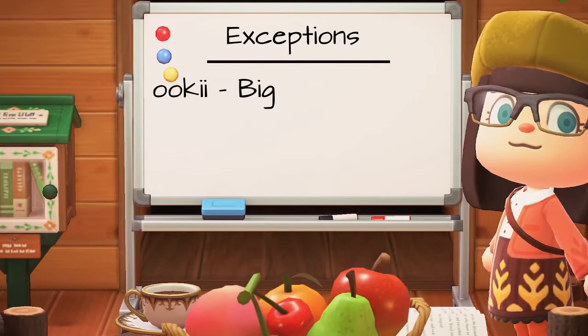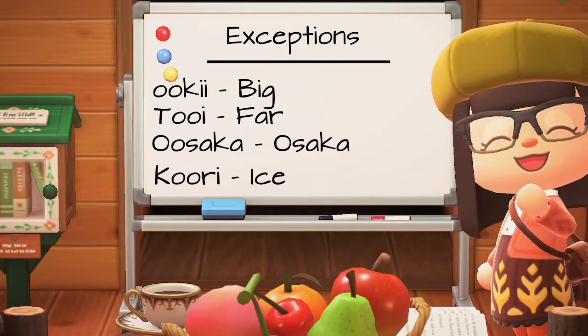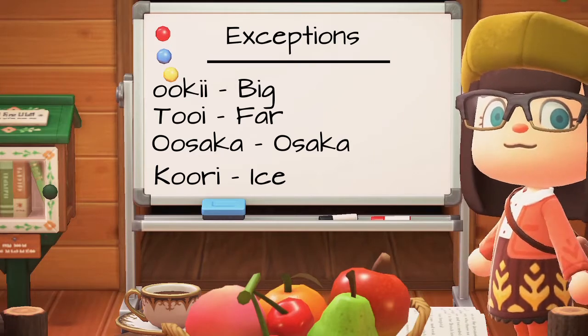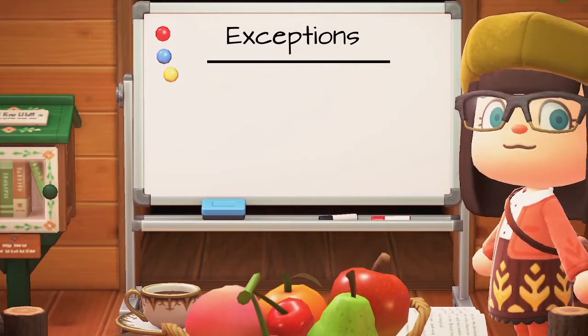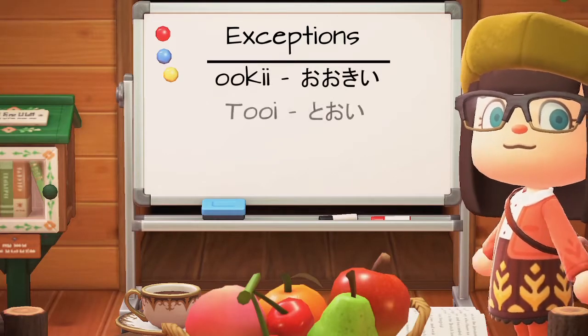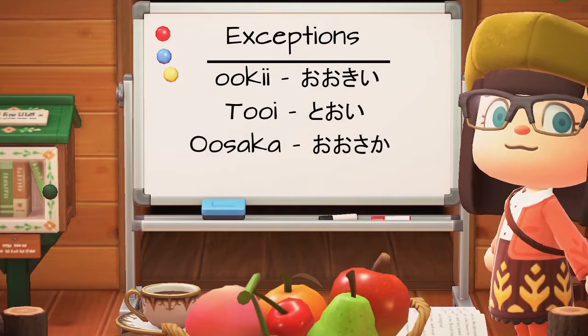Oki, toi, Osaka, kori. So for these examples, the doubled O, or the two O's that are in these words, should be written as hiragana O and not U. Here is how they all look in hiragana. Oki, toi, Osaka, kori.